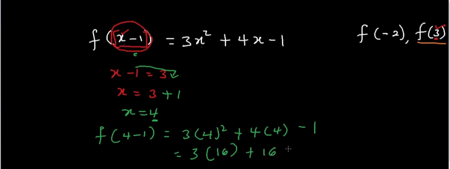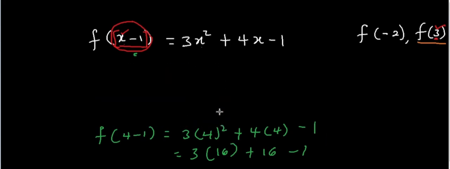which means I'll have 3 into 16 plus 16 minus 1. By the time I want to write this, 16 times 3, that is 48, plus 16 minus 1. So 48 plus 16, that is 64. That's 64 minus 1, and that is 63. So that is how to do something like this.